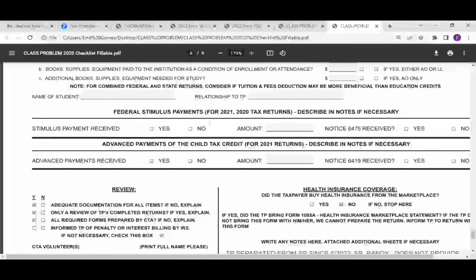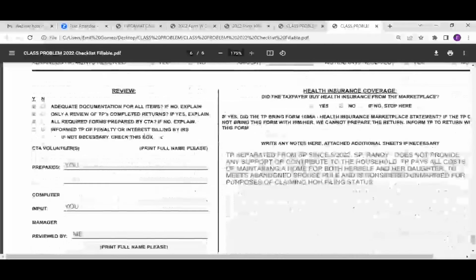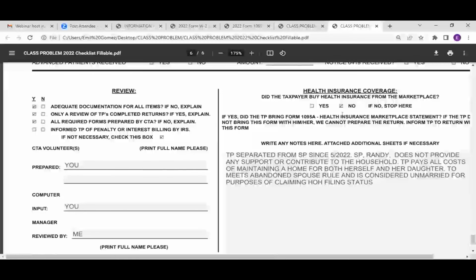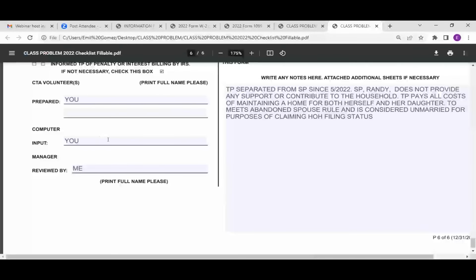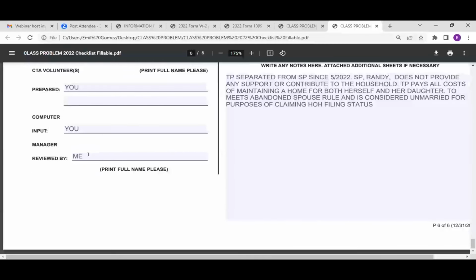Federal stimulus payments, again, apply to prior years. It's not happening here. Advanced child care payments, child tax credit payments, again, for the prior years, it's not happening here. We have to ask about health insurance, not happening here. You sign off on a return, you prepared it, you may have inputted, me who reviews it.